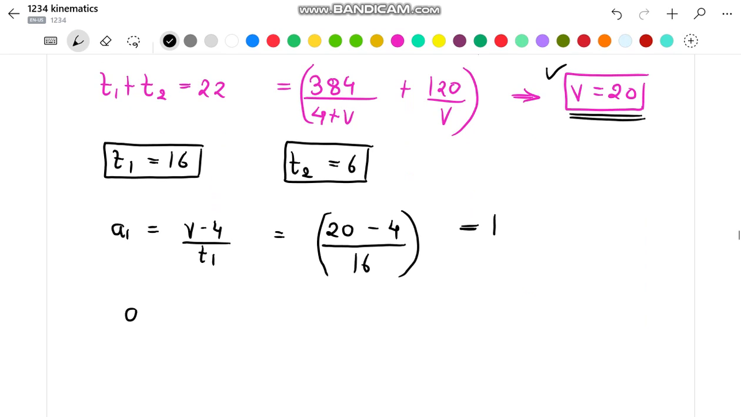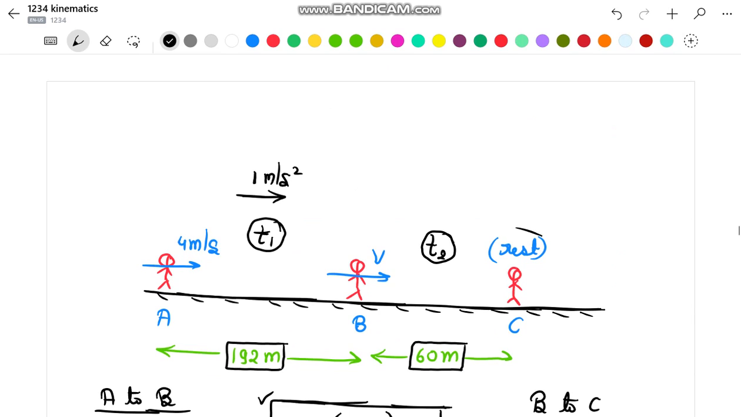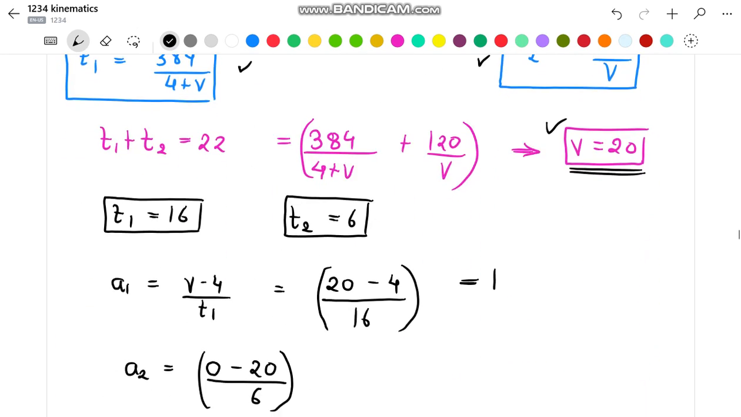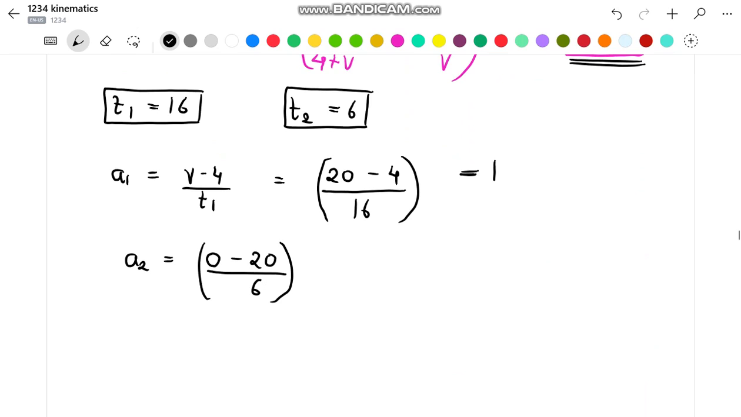Similarly, the value of acceleration from B to C is equal to the difference between final and initial velocity divided by the time taken. Since the particle finally comes to rest and was initially having velocity 20 meter per second, if we consider the motion from B to C, the change in velocity is equal to minus 20 and time taken is 6. Thereby the acceleration of the particle from B to C is equal to minus 10 by 3.